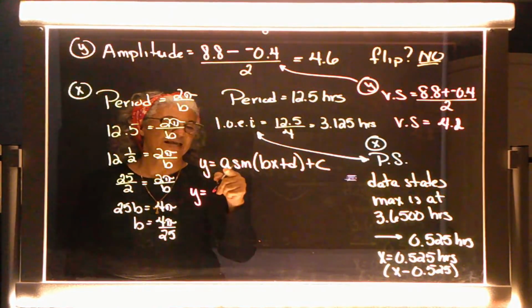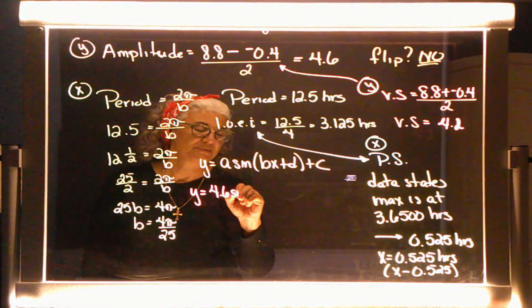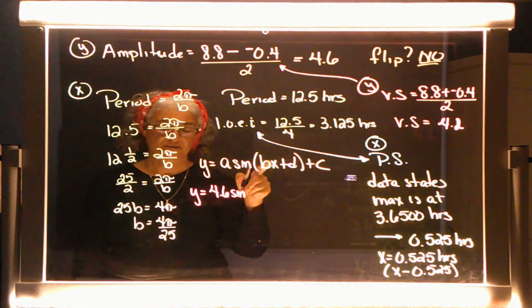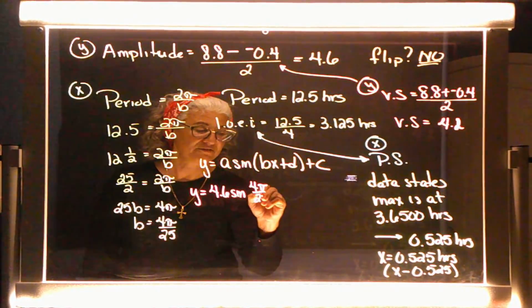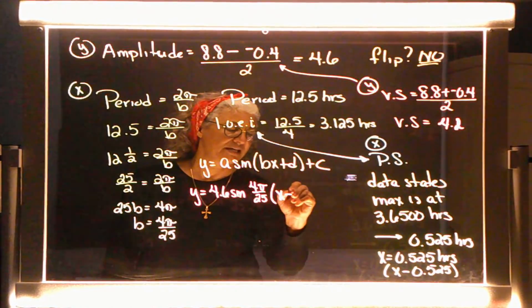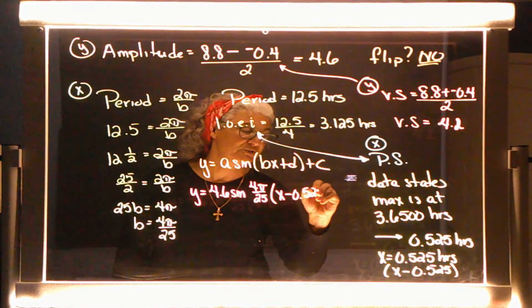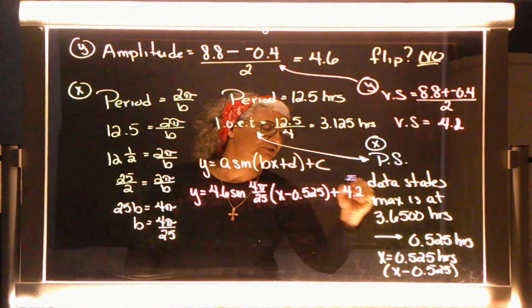Okay, so here we go. Y equals A, 4.6 times the sine of B, which was 4 pi over 25, times the phase shift, which is x minus 0.525, plus my vertical shift, which is 4.2.